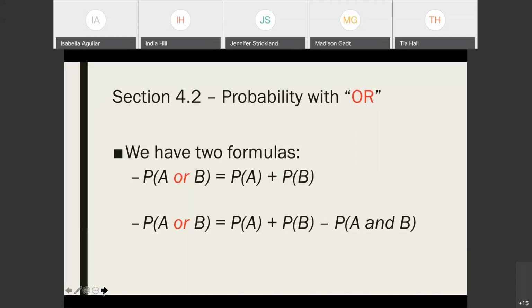Okay, so the formula that you pick for an OR problem depends on something that we call mutually exclusive. So I'm going to write this down and then we're going to talk about it in just a minute. This first formula is going to be used if the events are mutually exclusive. Okay, so we're going to get this written down and then we'll talk about what that actually means, that mutually exclusive term.